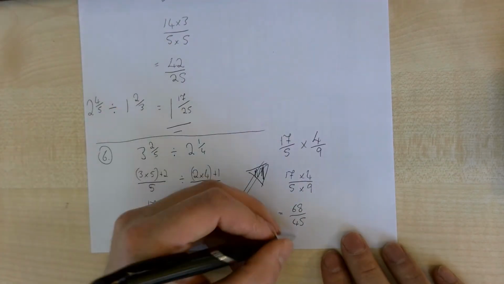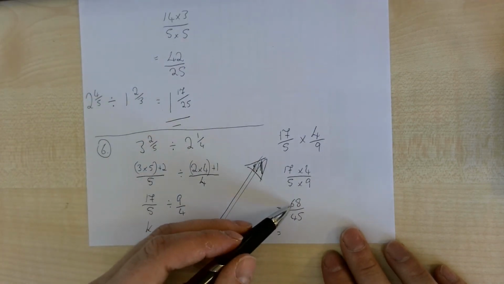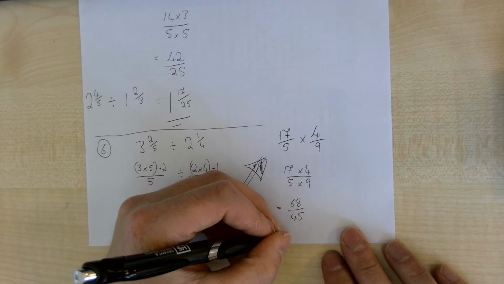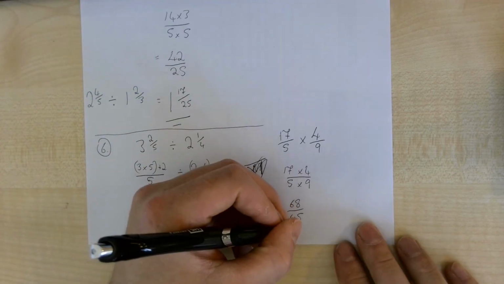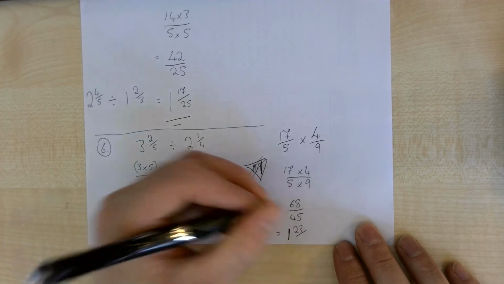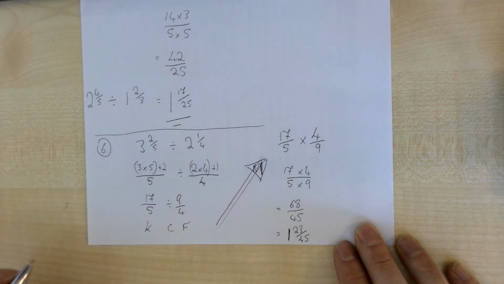The only thing we need to do now is top heavy, so change it into a mixed number. 68 divided by 45 would be one whole number. And there is 23 left over, and the denominator stays the same, 45, and there's your answer.